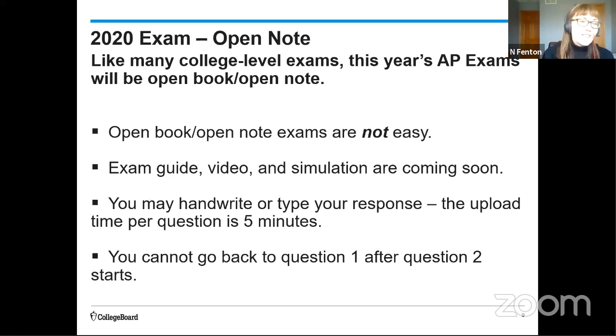I want to be clear that open note or open book tests don't mean that they're easy. Success on this exam is not going to be about copying from notes. Looking up facts is not enough because you're going to have to be able to apply. They're designing these questions in a way that you can't just simply Google a definition and answer it.